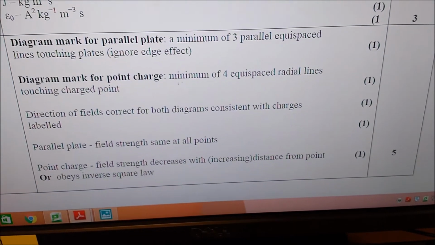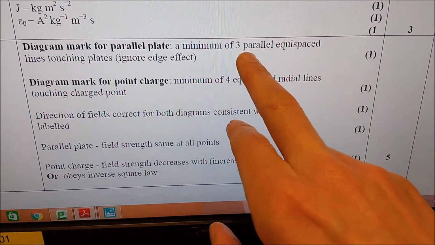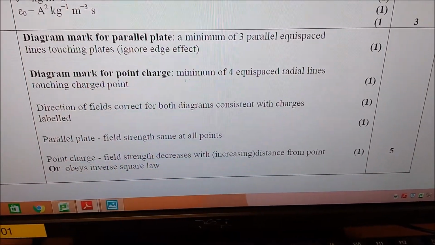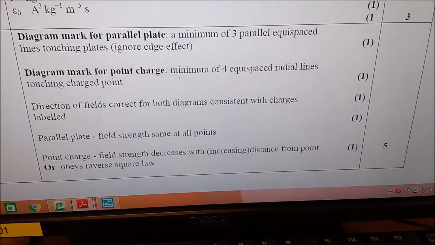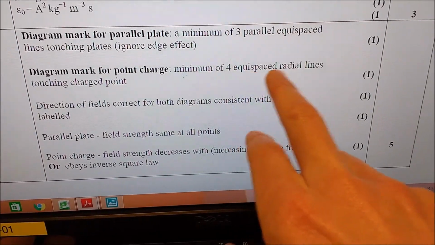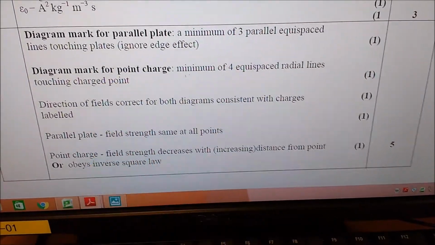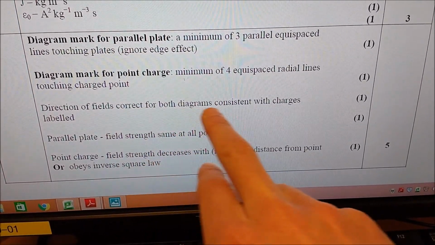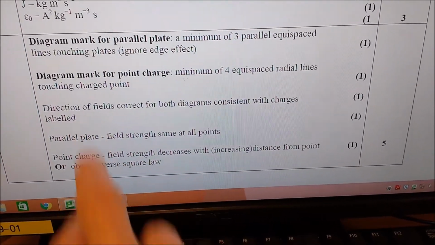For parallel plates, it's looking for a minimum of 3 parallel, equally spaced lines touching the plates. For the point charge, a minimum of 4 equally spaced radial lines touching the charge point in the middle. The directions of the fields must be correct for both diagrams, consistent with the charges labelled.